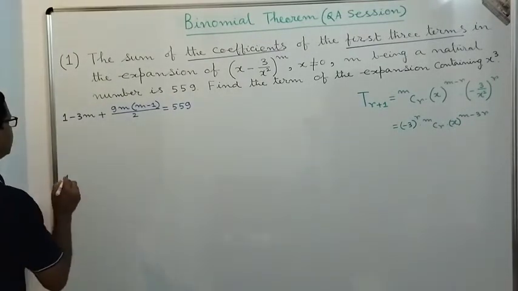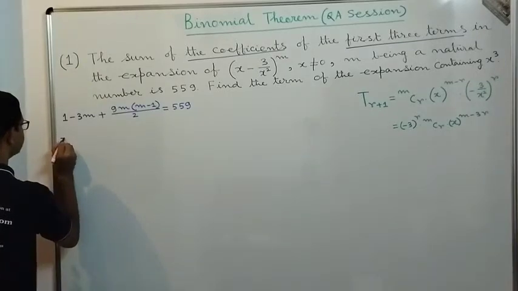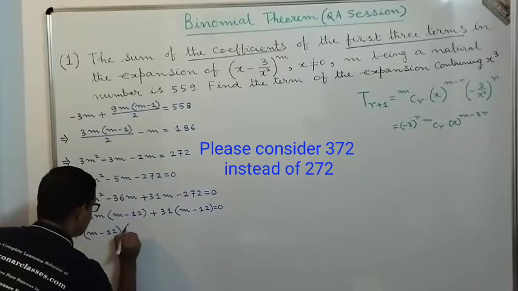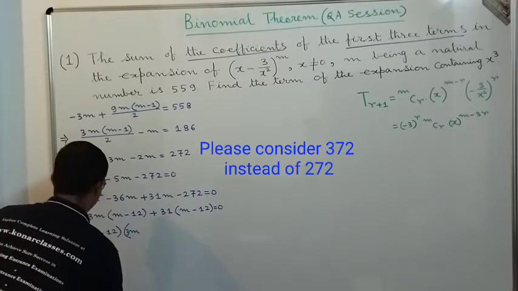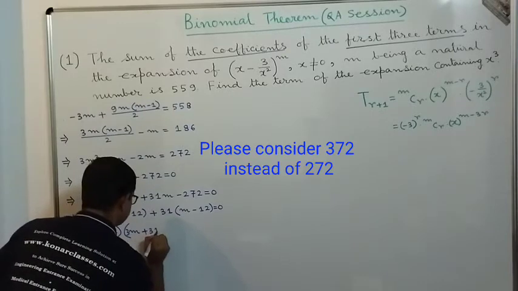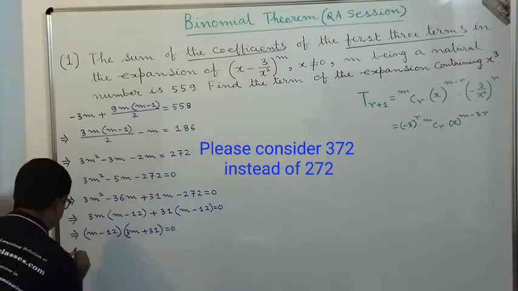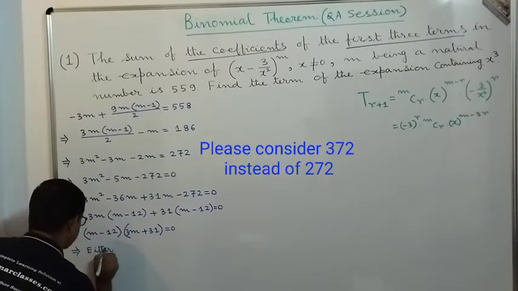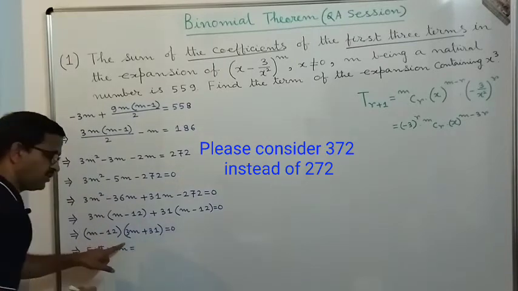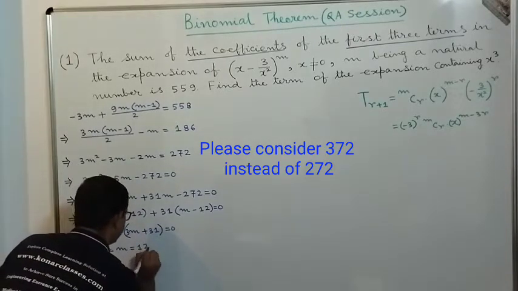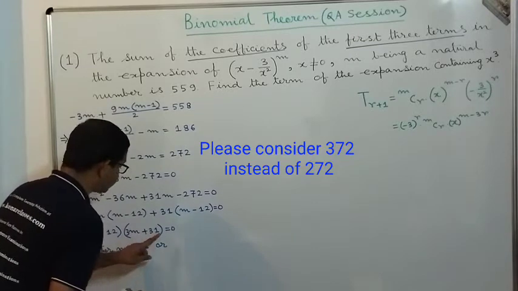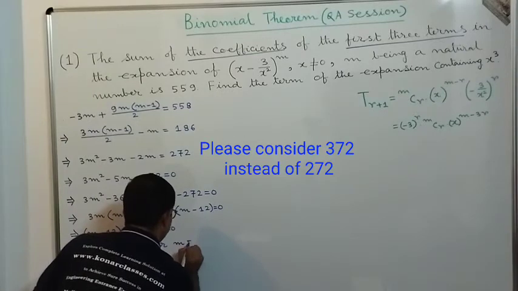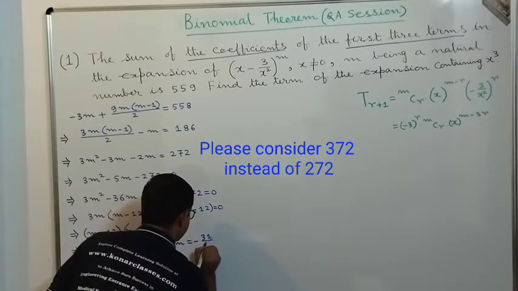So this is a quadratic equation. What we can write here, dear students, is (m minus 12)(3m plus 31) is equal to 0. This implies either m minus 12 equal to 0, that means m equal to 12, or 3m plus 31 equal to 0, that means m equal to minus 31 by 3.